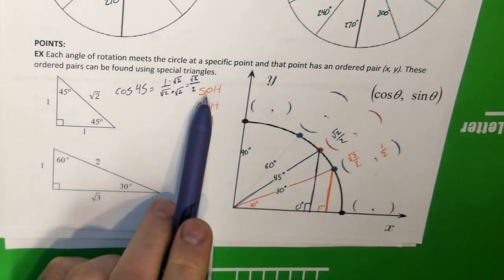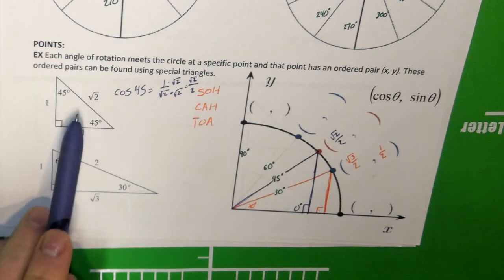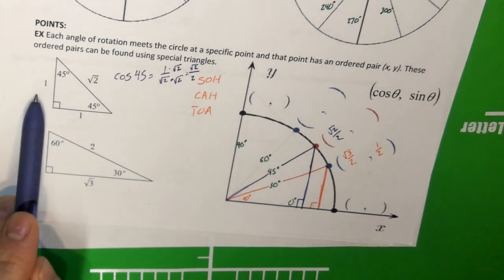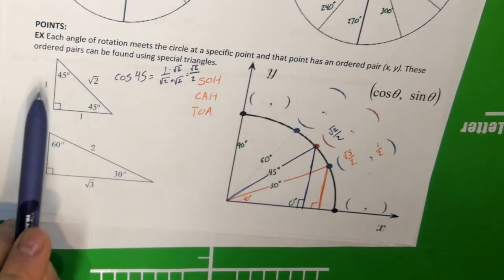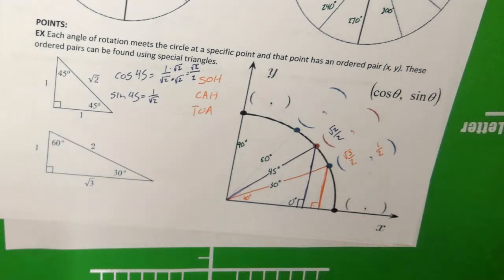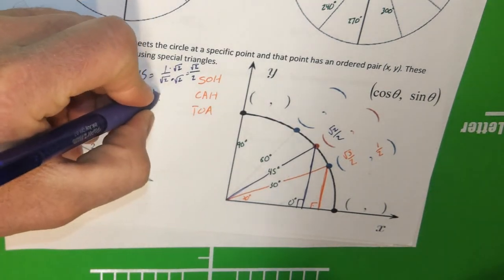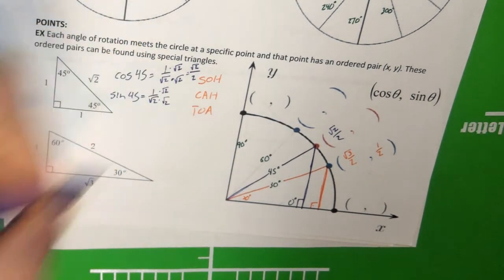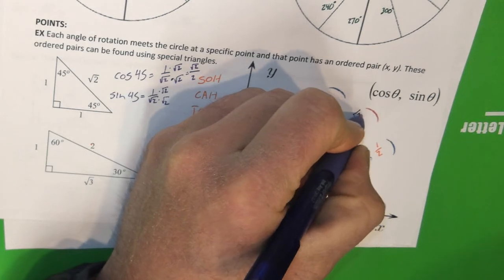Sine is opposite over hypotenuse. And so if I go back to this triangle, I'm going to use opposite over hypotenuse this time. Opposite on this problem is the exact same as the adjacent was. So I'm going to also end up with the sine of 45 being 1 over root 2. Now this one also needs to get rationalized. So we're going to be multiplying by our root 2's, and we're going to end up with the exact same answer.